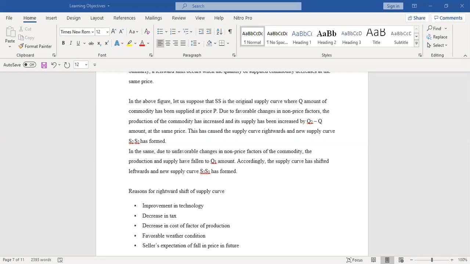I will come back. I'm giving you all five minutes. Improvement in technology, decrease in tax, decrease in cost of factors of production, favorable weather conditions, sellers' expectations of a fall in price in the future. How will all these factors cause the supply curve to shift outward or rightward? When we come back, we're giving people five minutes to come up with a response, and then we're going to start getting some volunteers to answer. Okay? So at 10 past 11.